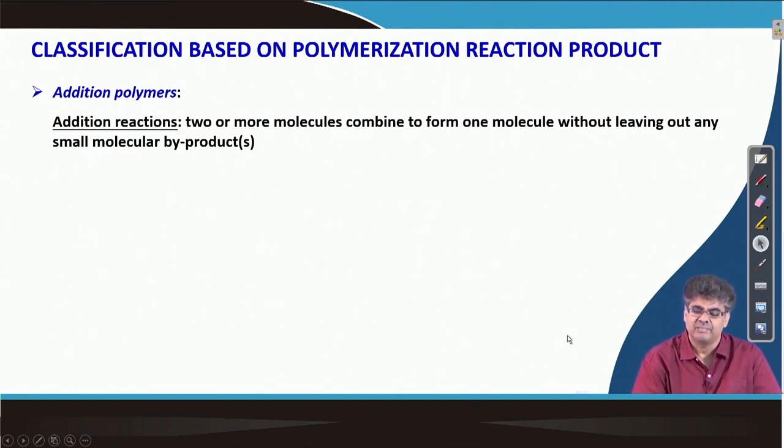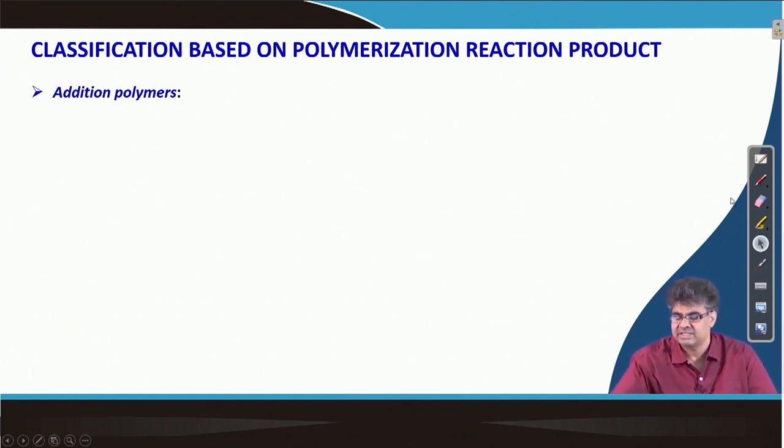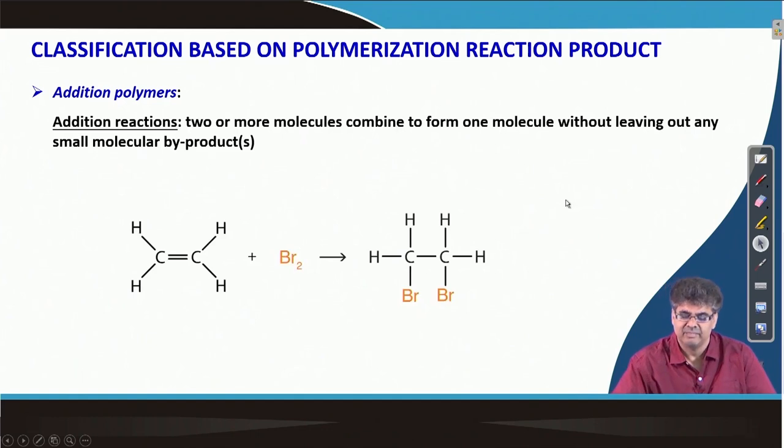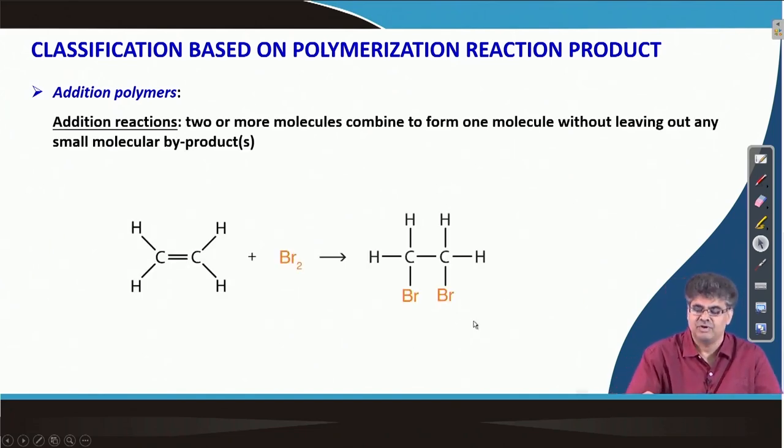Now, based on the polymerization reaction product, we can also have addition polymers or condensation polymers. Now, we know in organic chemistry that addition reactions are reactions where two or more molecules combine to form one molecule without leaving out any small molecule as a byproduct. So, that is the standard definition of an addition reaction. For example, if we consider this reaction, this is a simple example of an addition reaction where two molecules react and form a product without any small molecular byproduct.